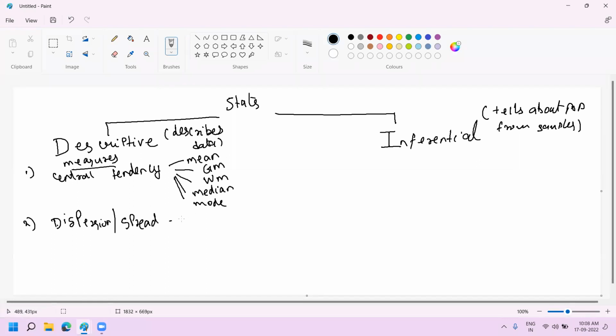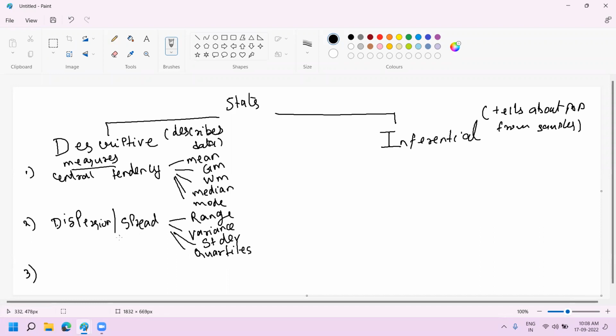So under this, what is the first measure? Variance. Yeah, variance is there, but the first one is range. Then we have variance. Then standard deviation. Okay. And then of course you have quartiles.